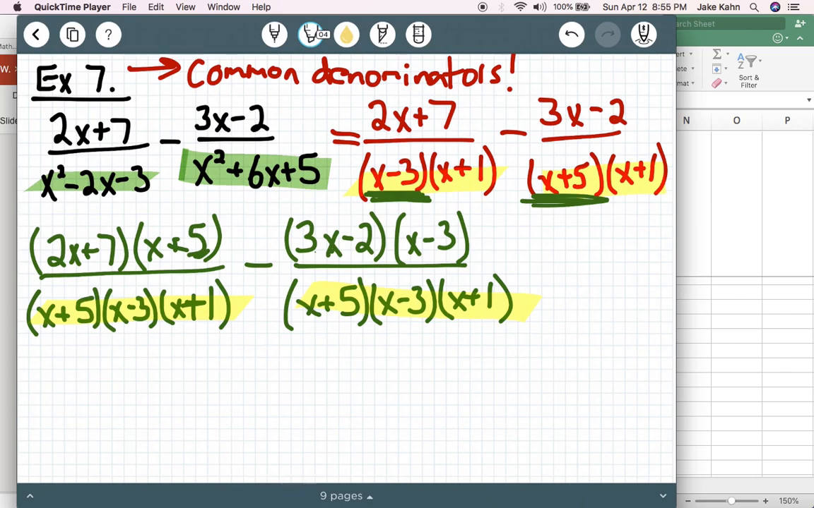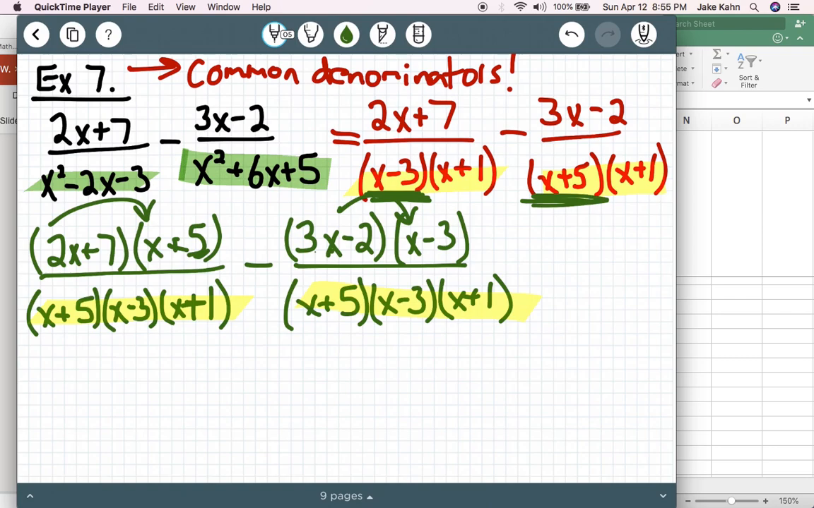And now, because we're going to be combining the tops, we're going to be subtracting the numerators, keeping the bottom the same. We can't subtract them as they are right now, unfortunately, which means that we're going to actually need to FOIL those problems out. 2x plus 7 times x plus 5, we're going to need to FOIL it out. And 3x minus 2 times x minus 3, we're going to need to FOIL that out. Yes, it is a long process, but you're going to have that pop up in Algebra 2.